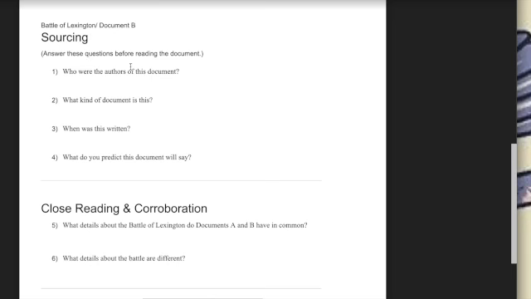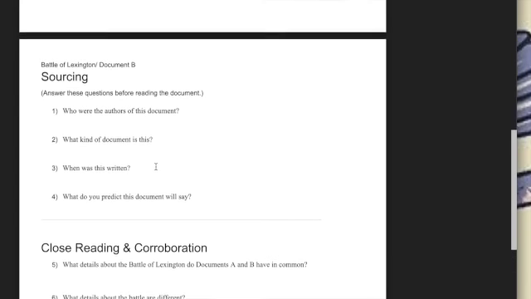So then you move on to document B, and it'd be like, who authored this? What kind of document is it? When was it written? What do you think this document will say? And this will be the same types of question as before.